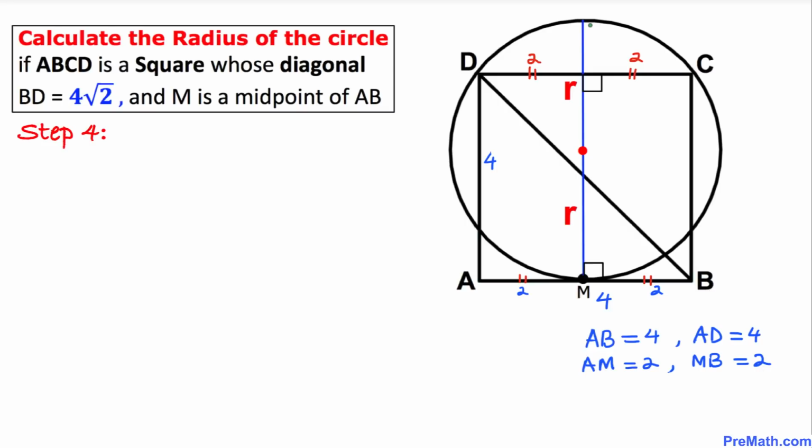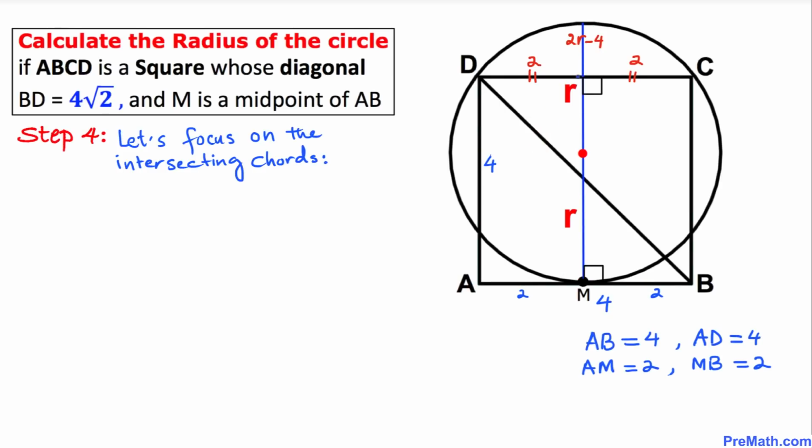And we know that this whole thing is just the diameter. That means this whole thing is going to be r plus r, which means 2r. And we also know that this side is 4 units. That means this height, this side, is 4 units. So then this side is going to be 2r minus 4.